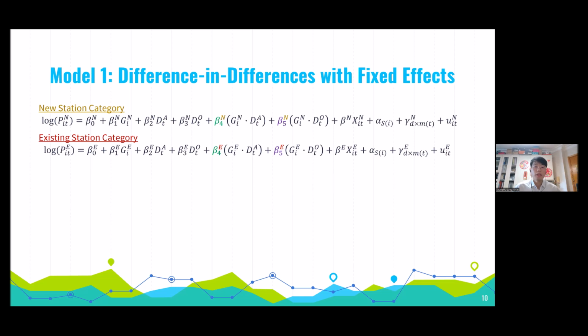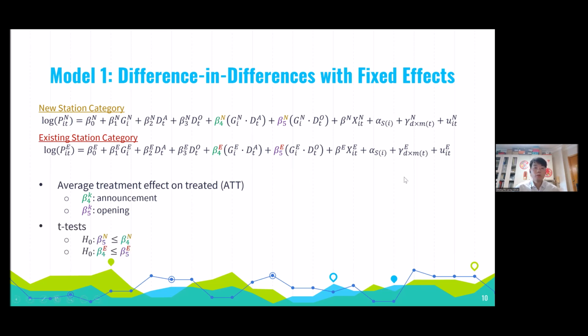So our first model will be a standard DID model with 2 time periods, also including station and year, and district by year by month fixed effects. The first thing to note is that by construction, the DID model gives us a causal interpretation of the ATT, where beta 4 captures the announcement effect, while beta 5 captures the opening effect. Second, within each model, we can conduct a one-sided t-test, stated as the null hypothesis as follows, to see whether the effect of one is greater than that of the other. The announcement, opening, sorry.